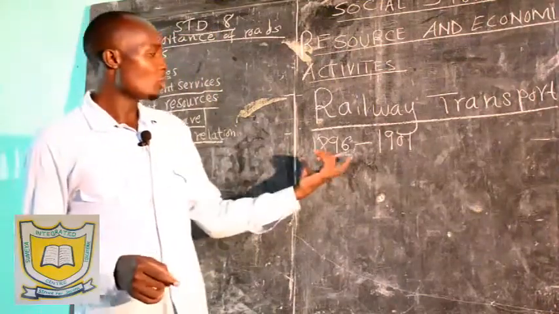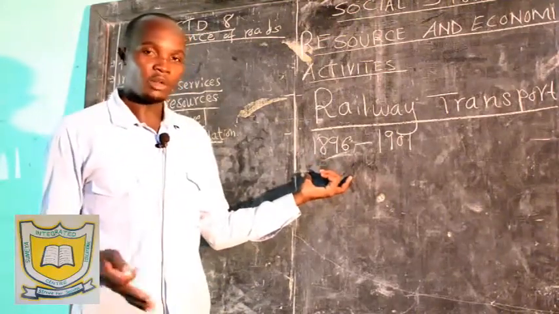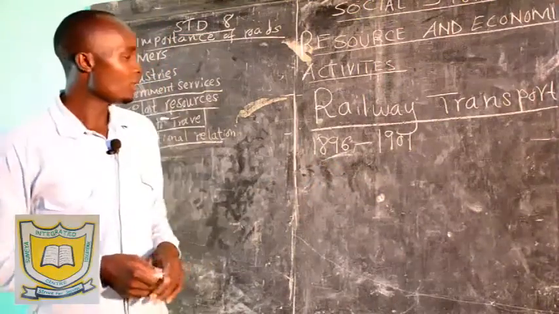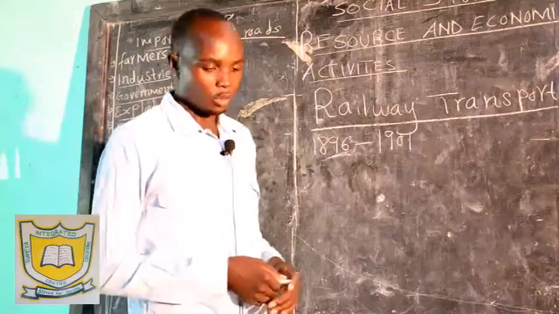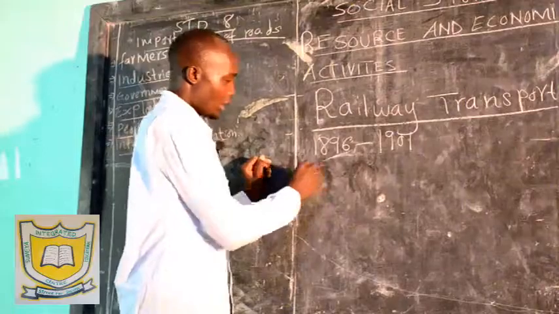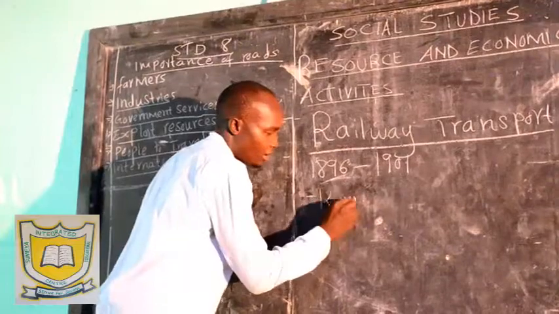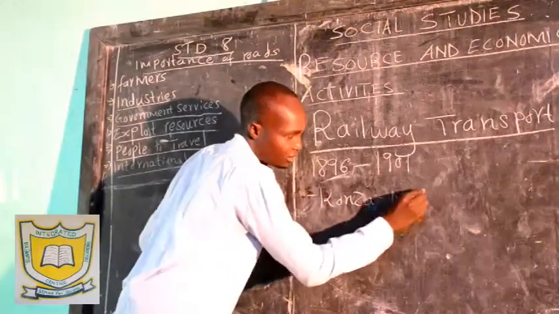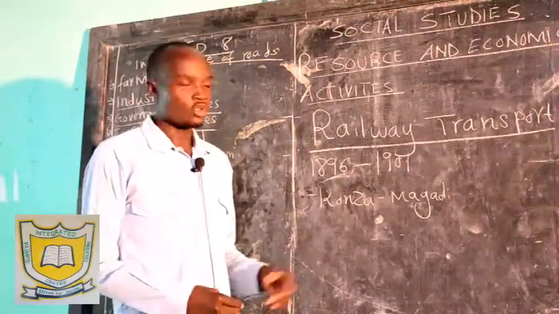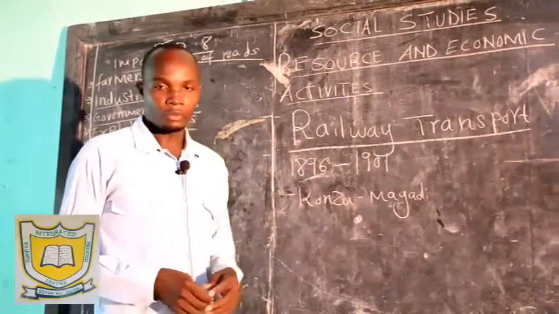But note that we have the new railway called the Standard Gauge Railway, or the SGR, running all the way from Mombasa to Nairobi. We know very well that was established recently by the current government. Then we have the railway's major branches. We have one branch running all the way from Konza to Magadi. I think this one is used to transport the soda ash from Lake Magadi to the main plant or factory for processing.